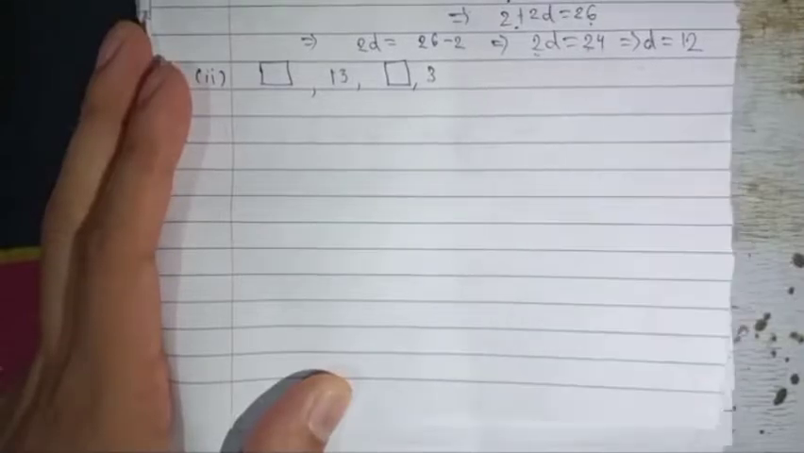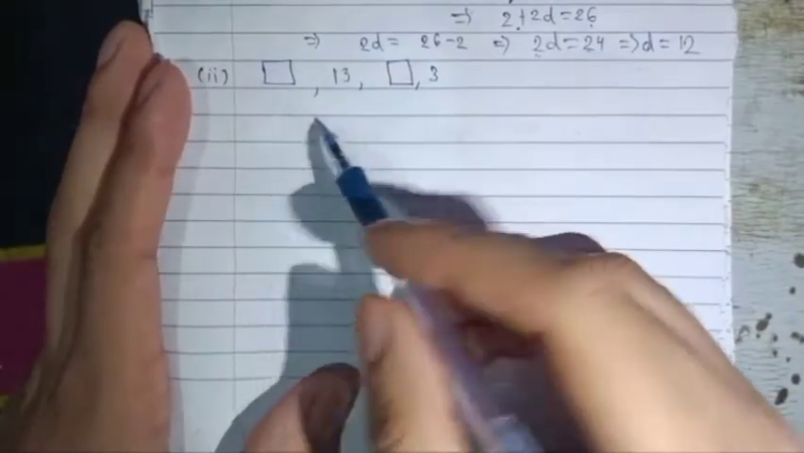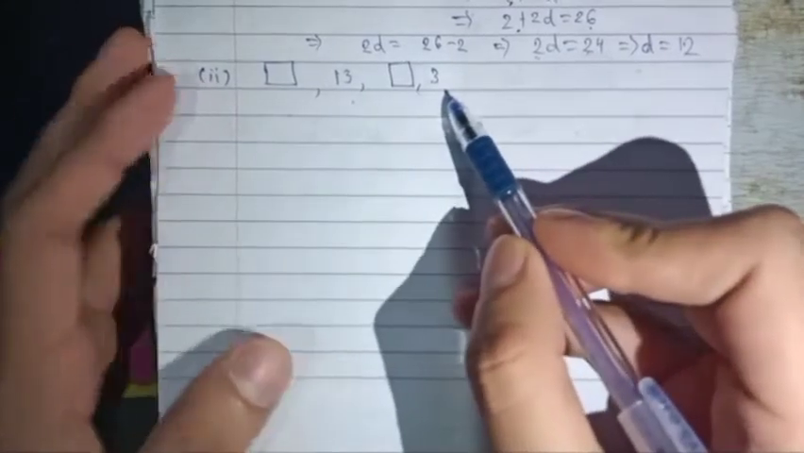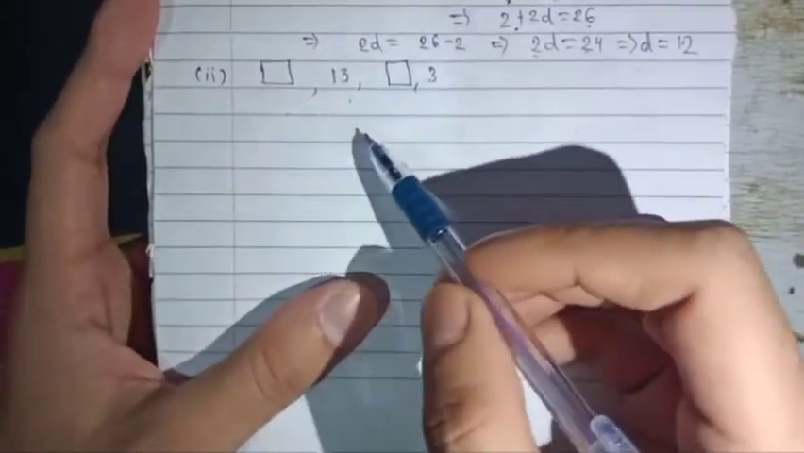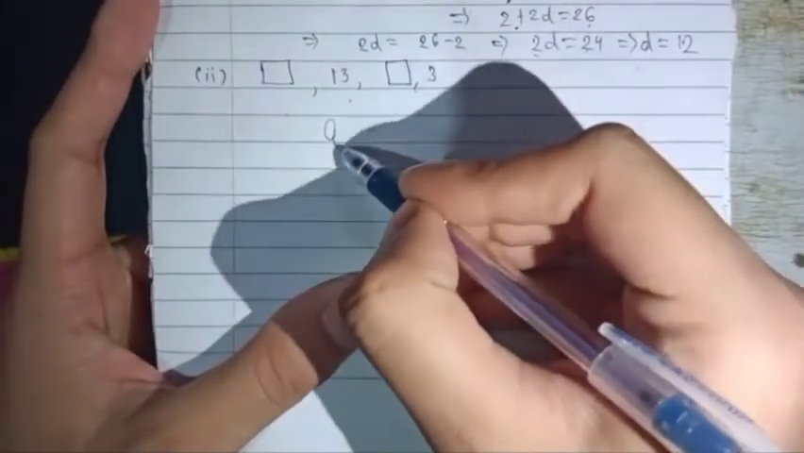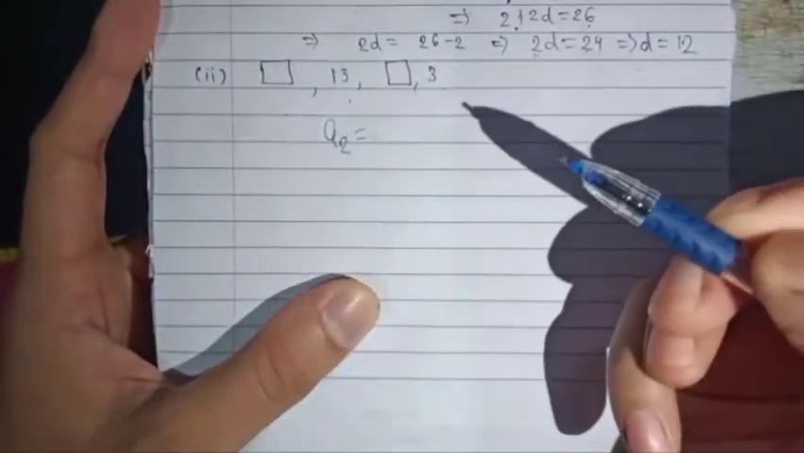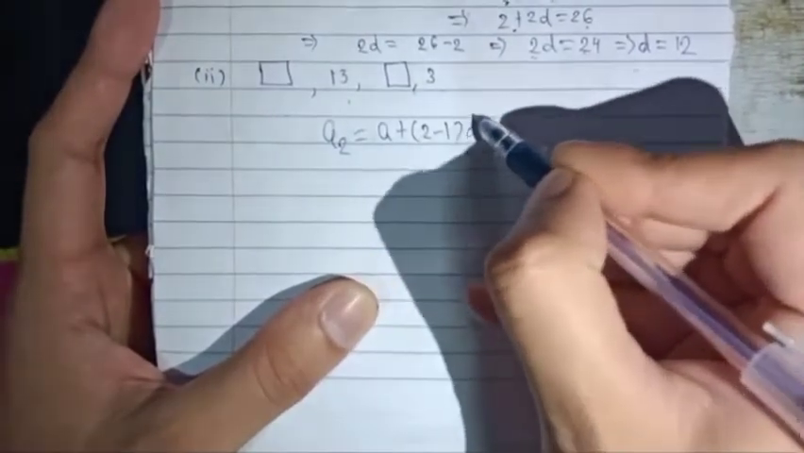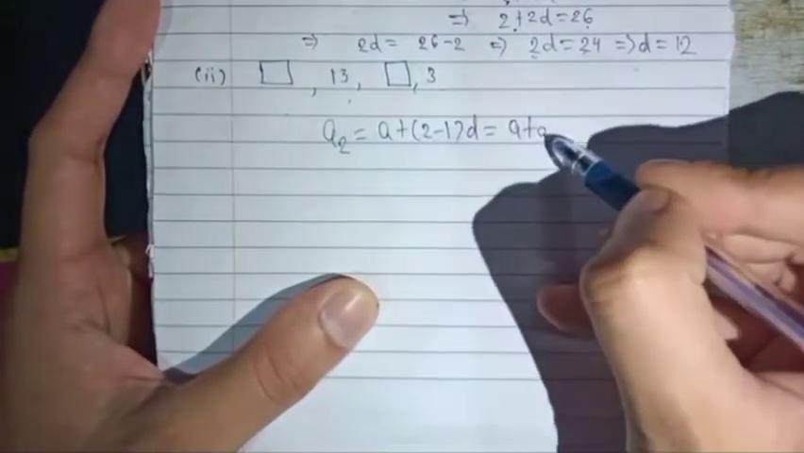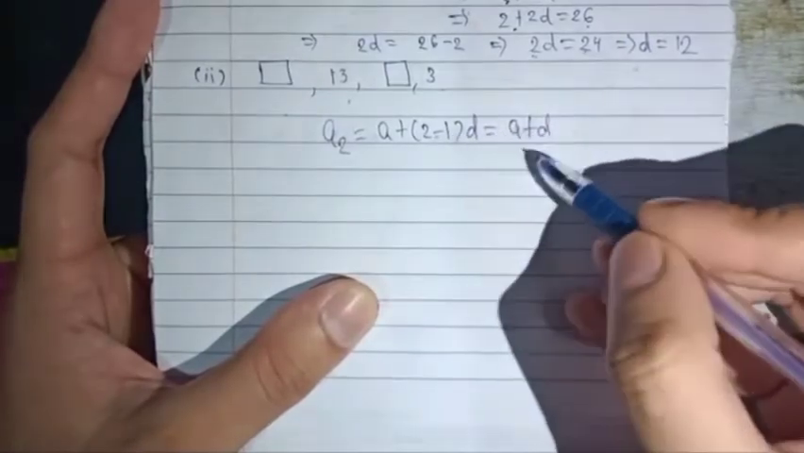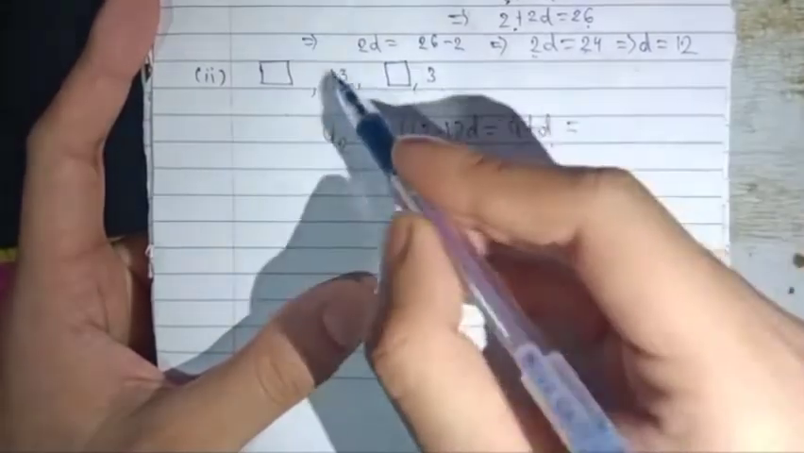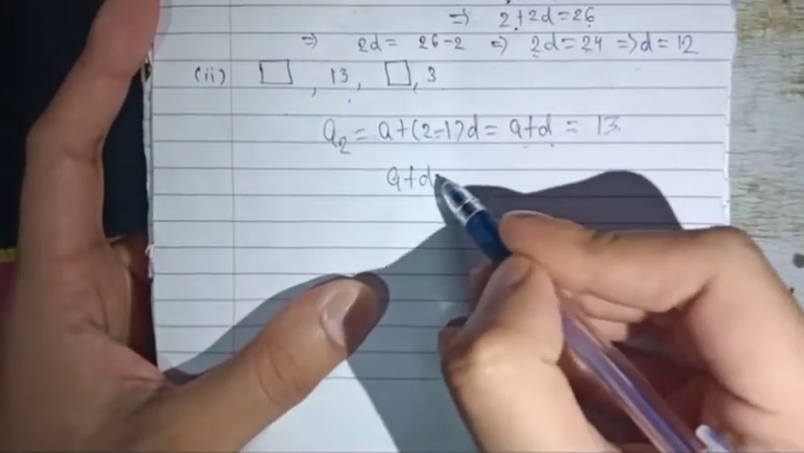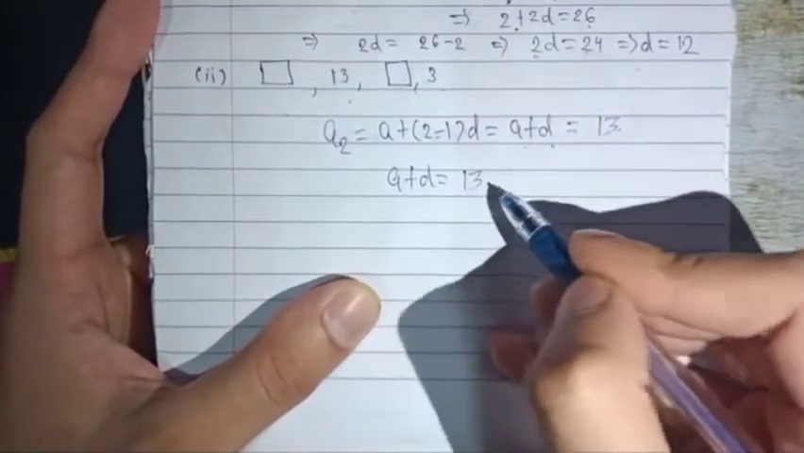Now the second question. The first term is not given, the second term is given, the third term is not given, and the fourth term is given. So we will take the given values first. Here the second term, A2, is A plus 2 minus 1 D, that is equal to A plus D, and it is equal to 13. The equation we obtained is A plus D equal to 13.